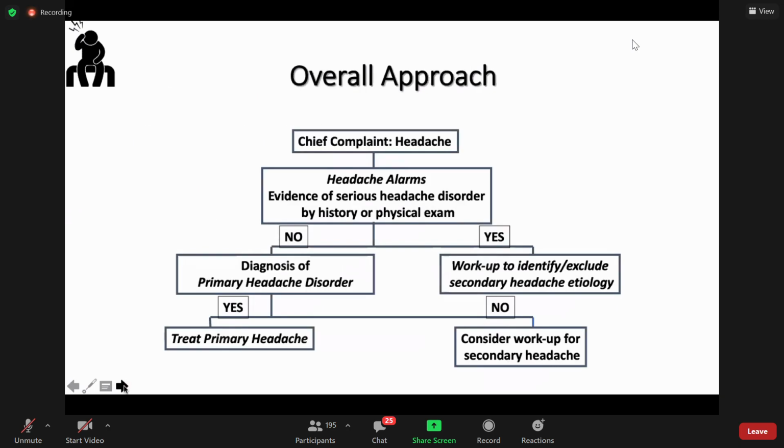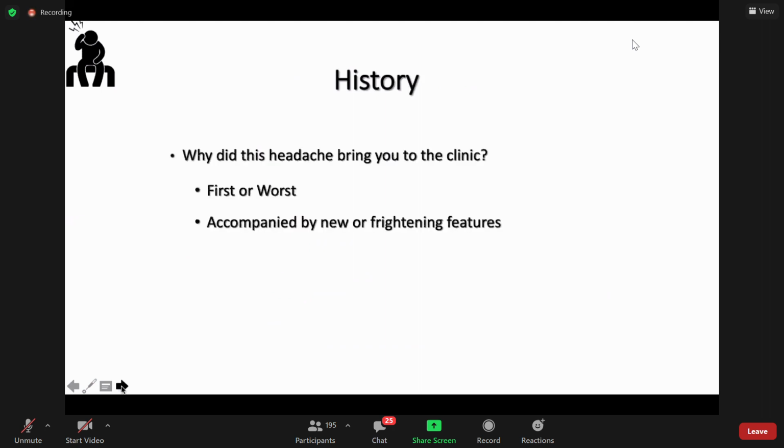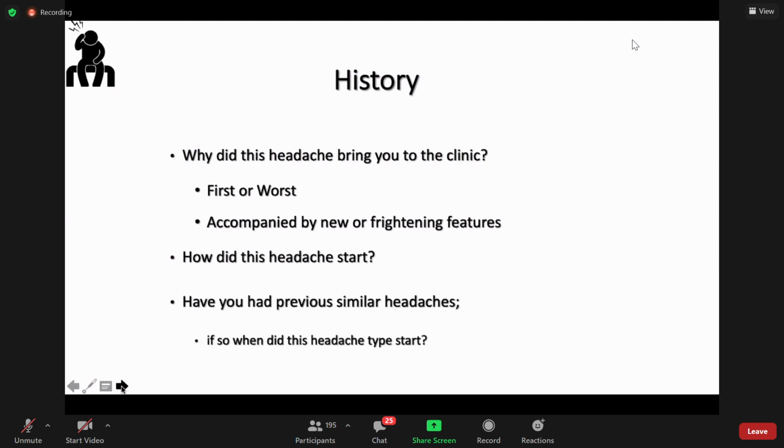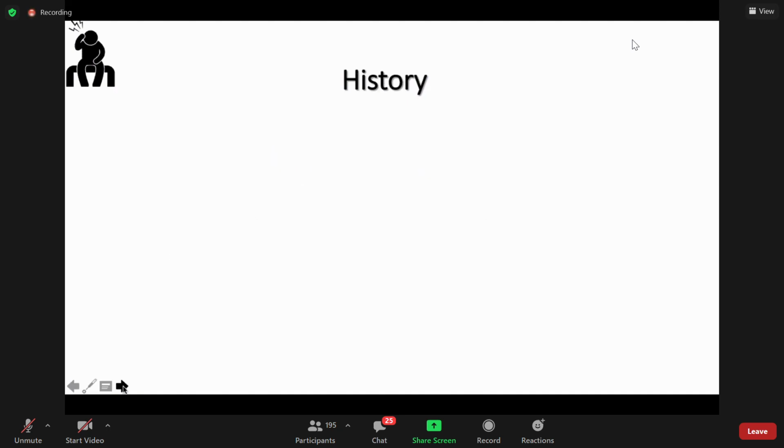The overall approach to primary headache: we take the chief complaint, we decide if it is primary, we diagnose the primary, then we treat as primary. If it is not, we have to go to the secondary. So in the history, we have to ask the patient if that is the first headache or the worst headache, that is a red flag. Is it accompanied with new or frightening features? How did it start? Have there been previous headaches? If there are previous headaches, then that's more reassuring.